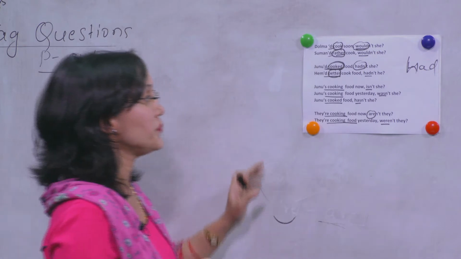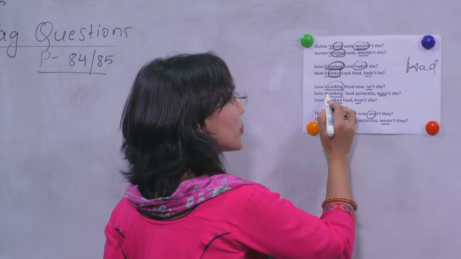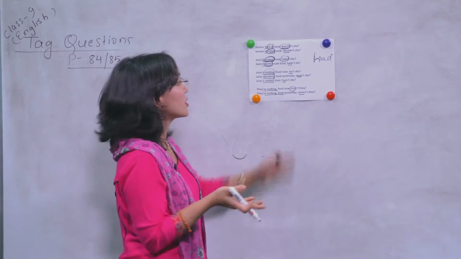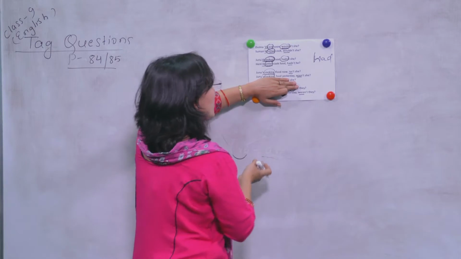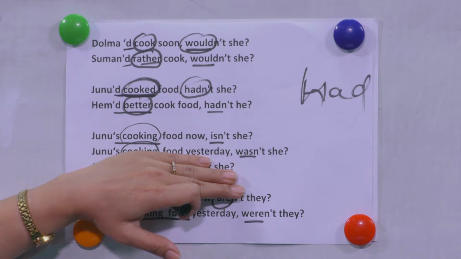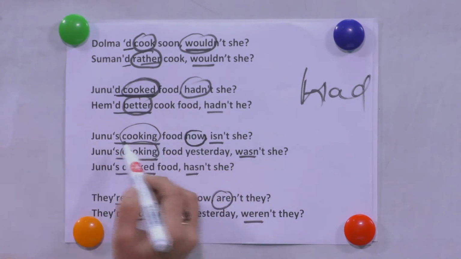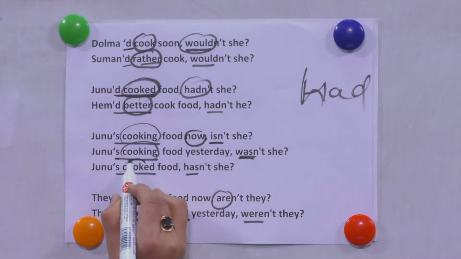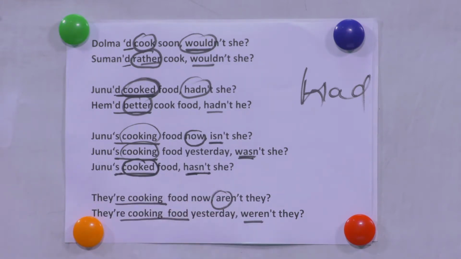So the next one is cooking. Here, the present participle form. When nothing else is given, you can go with either of them, let's say isn't he or wasn't he. When these words are not given, we could say either of them. But when a time adverbial is given, then 's means is, or it means was. And with the third form, the present perfect form, the short form apostrophe s means hasn't he.